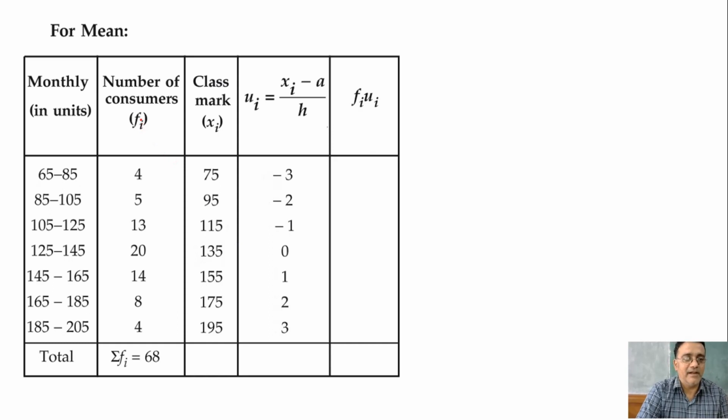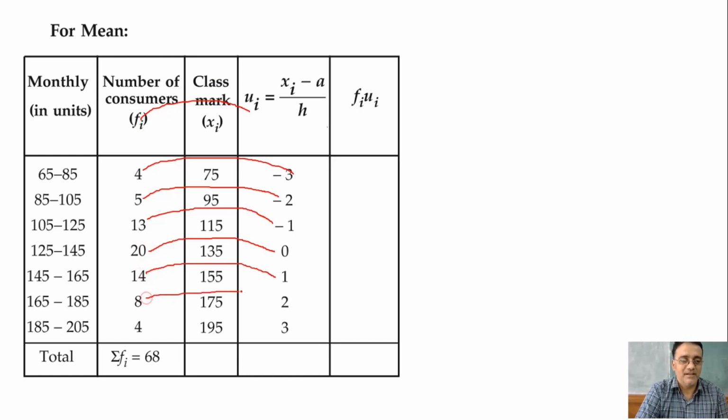Now we'll multiply f into u. 4 into -3, minus 12. 5 into -2, -10. 13 into -1, -30. Minus 20 into 0, 0. 15 into 14 into 1, 40. 14 into 8 into 2, 16. 4 into 3, 12.